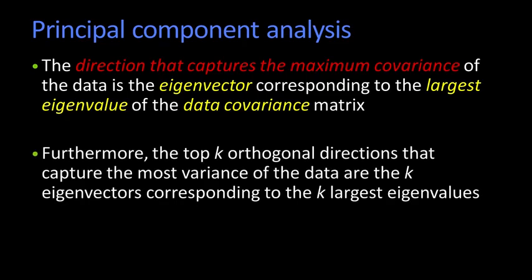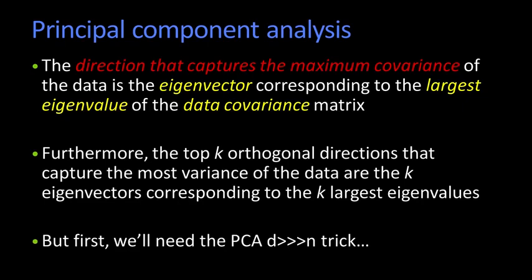Furthermore, that's the longest one. I can take the top k of them, orthogonal directions, and they're all orthogonal to each other, and that will capture the most variation that I can with k orthogonal vectors. So I could say, well, I've got this 10,000 dimensional thing, maybe I'll take the top 10, 20, 30, 40. That captures as much variation as I can with 10, 20, 30, 40 orthogonal vectors. So that's what I want to use.